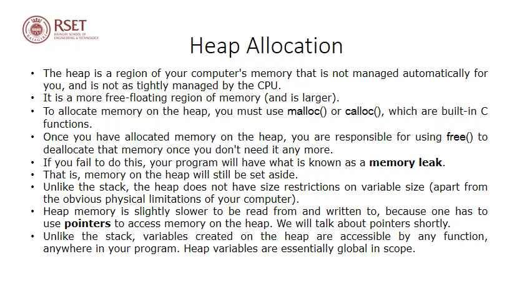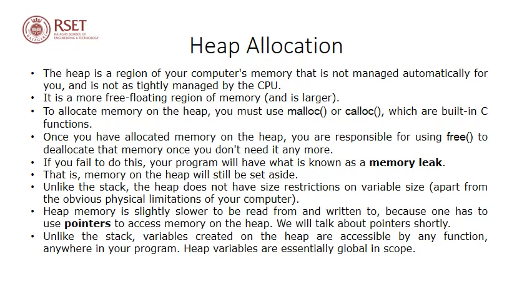So in the case of C++, you have to use the delete operator, while in Java, the automatic garbage collector will take care of deallocating the memory for you. So if you fail to deallocate the memory in C and C++, your program will have what is known as a memory leak. That is, memory on the heap will still be set aside although you are not using that memory anymore.